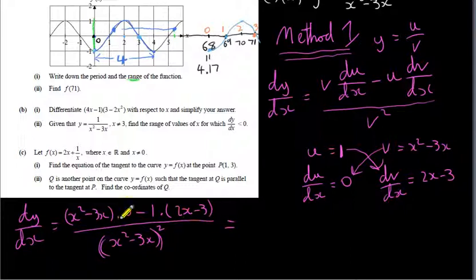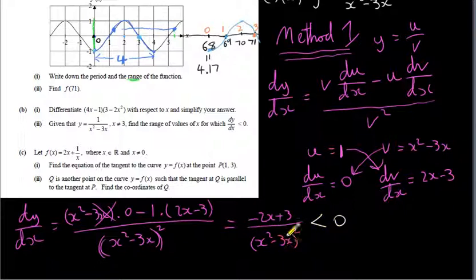So simplifying this, 0 times anything is 0. We have minus 1 into this, that gives us minus 2x plus 3, and the denominator we leave, we don't expand out the denominator. So that's dy dx, and we want to see where this is less than 0. For what values of x is this fraction here less than 0?